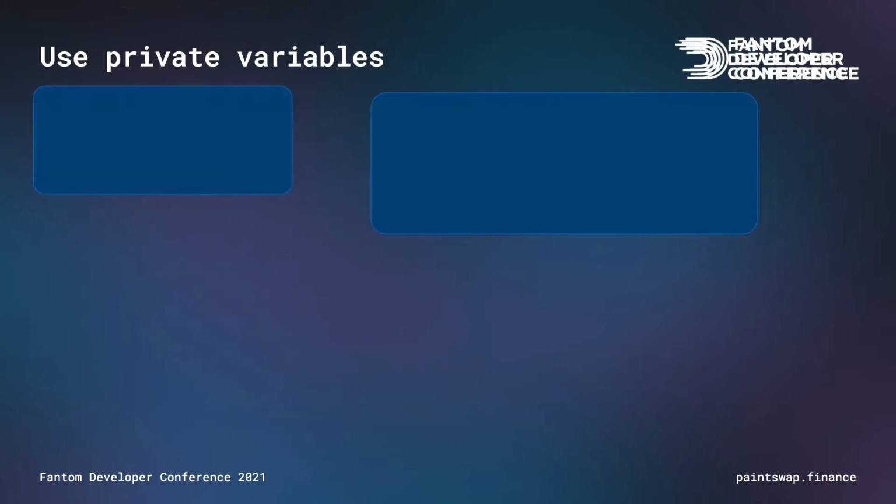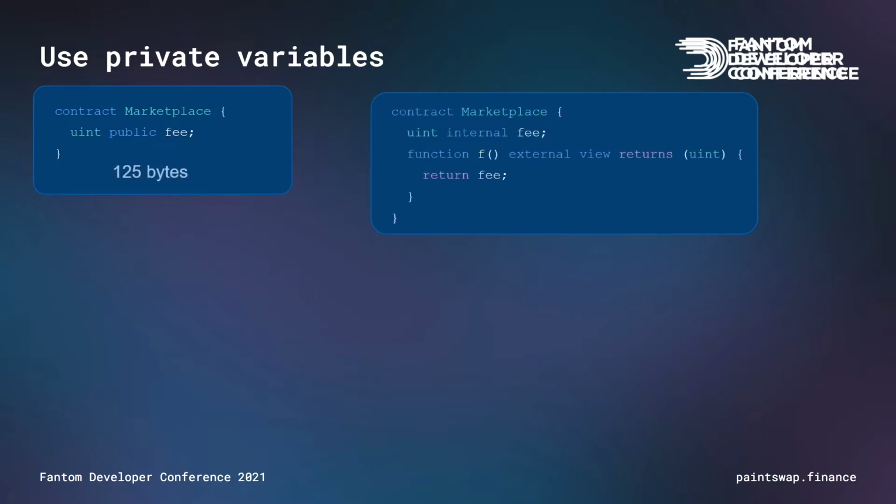So let's start off with a super simple smart contract, which just has one state variable, which is a public uint. And if you didn't know, making a variable public automatically creates a getter function for it. So it's essentially equivalent to this. When you compile the code on the left, you find that it has a contract size of 125 bytes, whereas the one on the right has 120 bytes. So by writing more code, we've saved 5 bytes. So let's look at why this is.